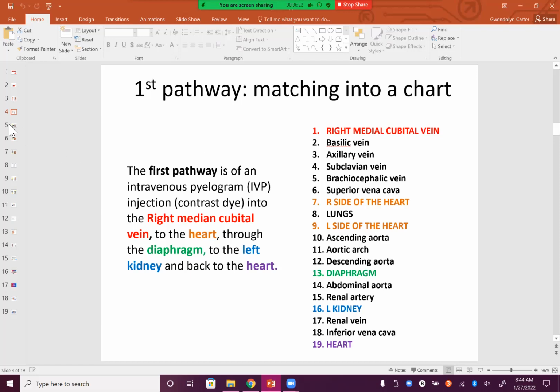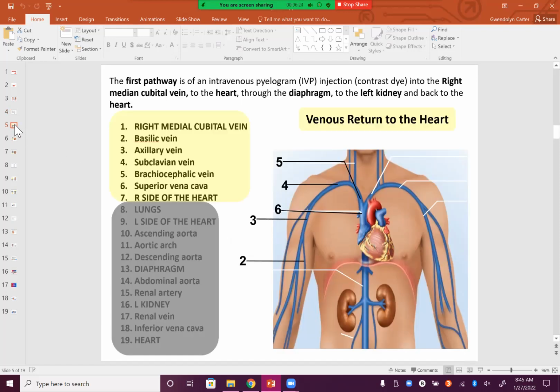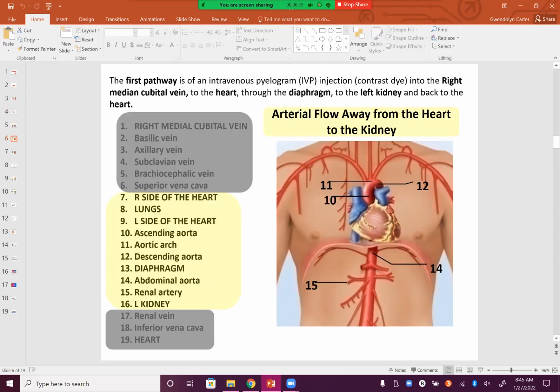Next one. The next few slides just point out where things are so you can follow the pathway as you go through each section. So that's what these are, just pointing out where they are. You won't label these pictures. You'll just fill out that chart on the test. So just know the pathways. This is just a visualization.